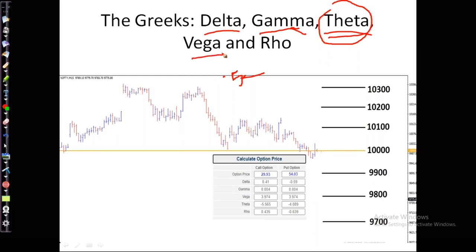Vega is volatility. If price goes up from 200 to 300, what is the volatility? It's indicated by Vega. If 100 rupees is gone, what is the premium? The premium will change. It's shown by volatility.